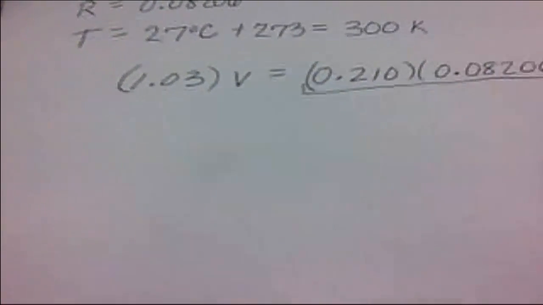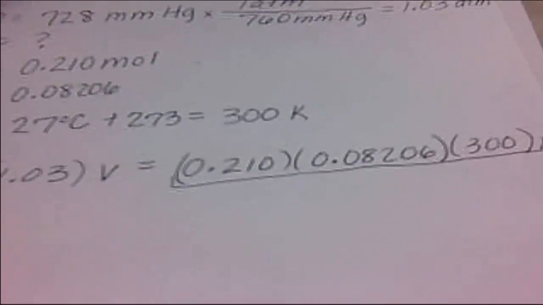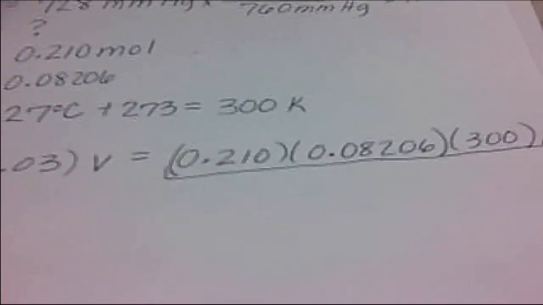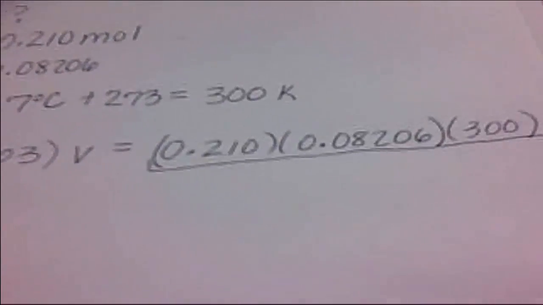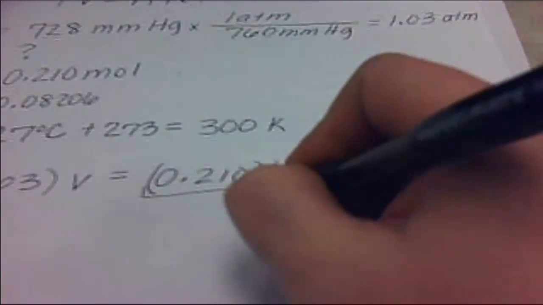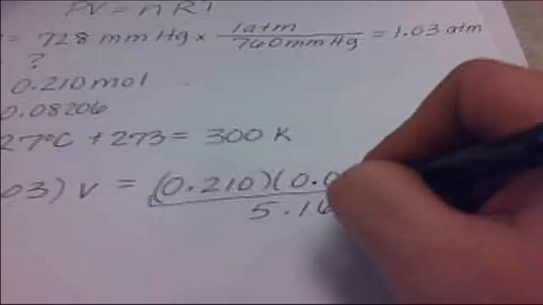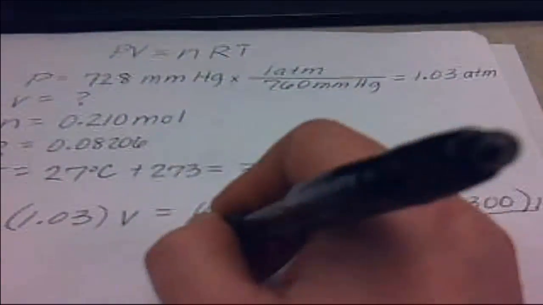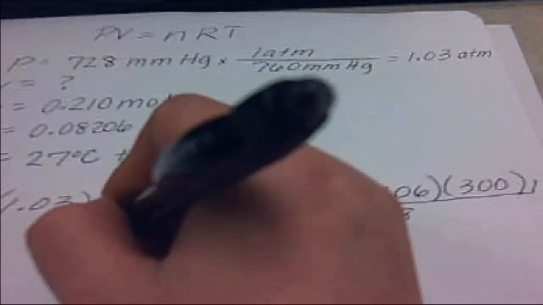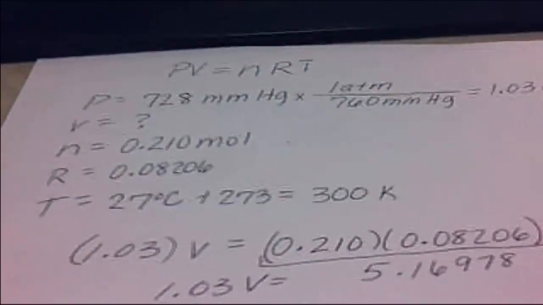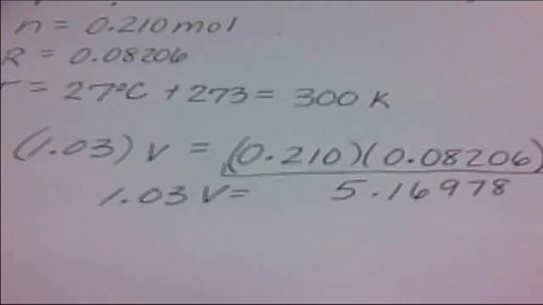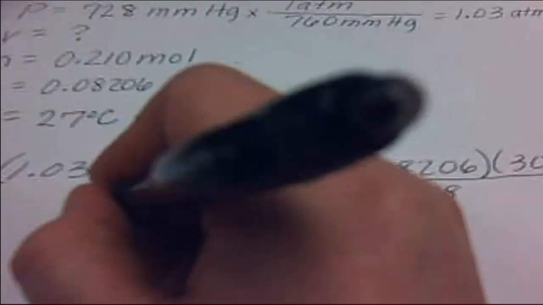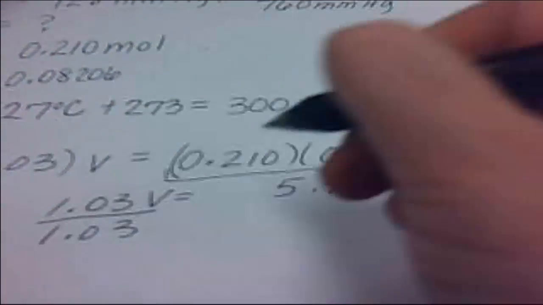So I'm just going to multiply all those numbers over to the right. A lot of times what I like to do, if I have a calculator that allows me to set up variables, is plug in R into my calculator and keep it there. But either way, you're just going to multiply all those numbers together. So now I have 1.03 V on the left-hand side and 5.16978 on the right-hand side.